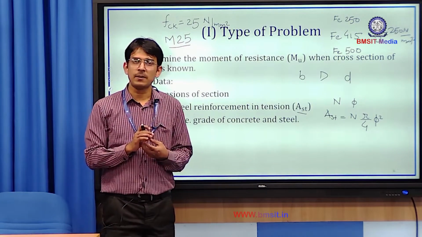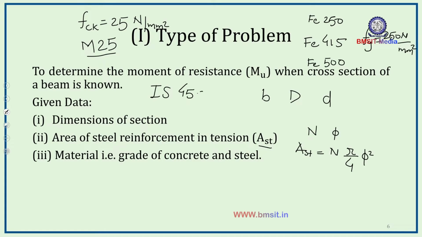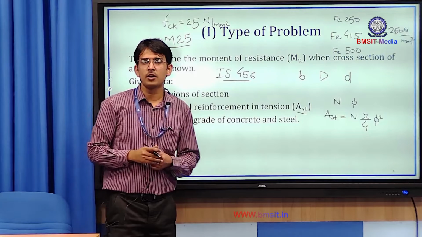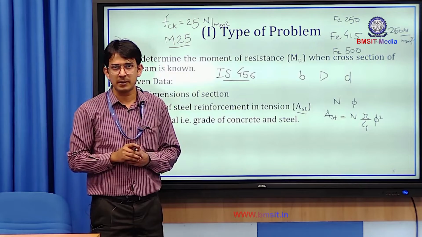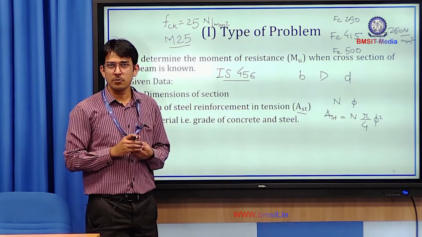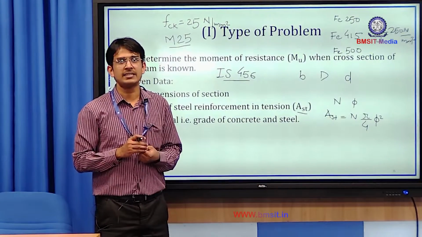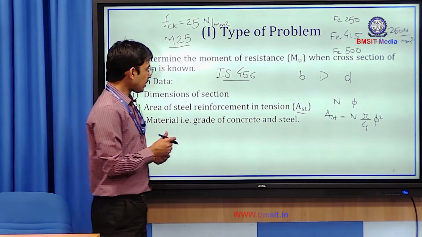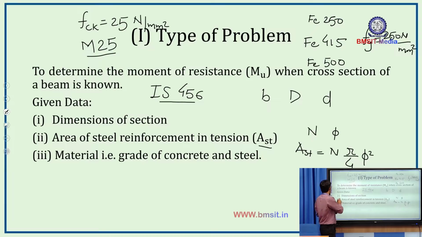To solve these problems, we have one document which is also allowed in the exam, that is IS 456. It has all the specifications required for the design and analysis of a beam or an RCC structure. This document is allowed, you can use it in the exam. Okay, so now I'm taking the first type of numerical problem.